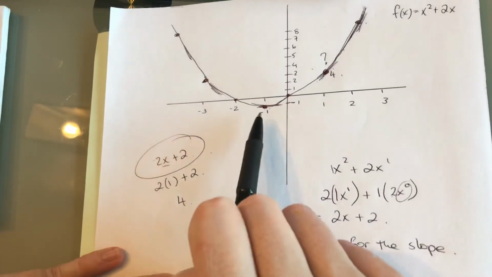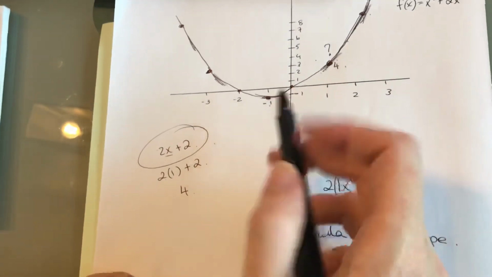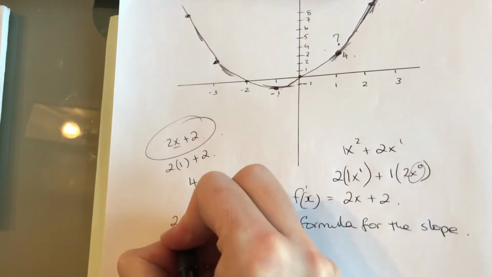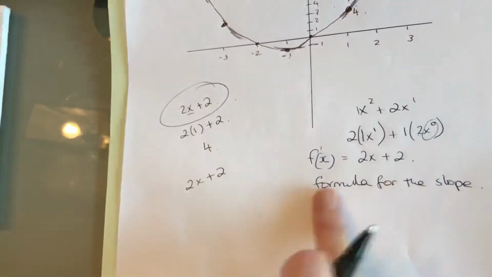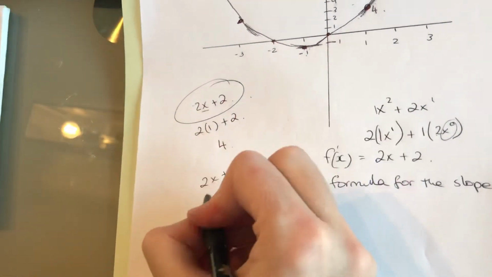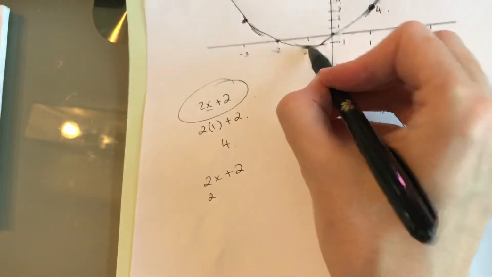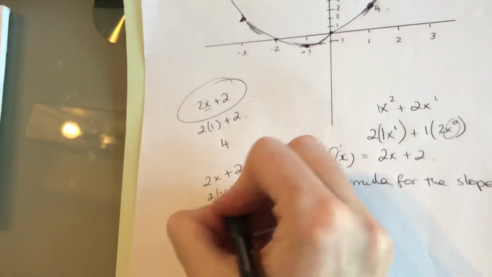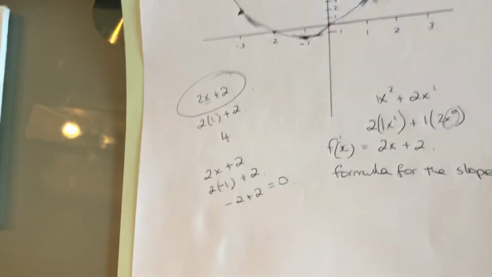Let's try maybe here at minus 1. It looks as though the slope is 0, but let's just check it out. So 2x plus 2 is the formula for the slope of this, which is what all this work was for. So when x is minus 1, 2 times minus 1 plus 2 gives me minus 2 plus 2, which is 0, slope of 0.